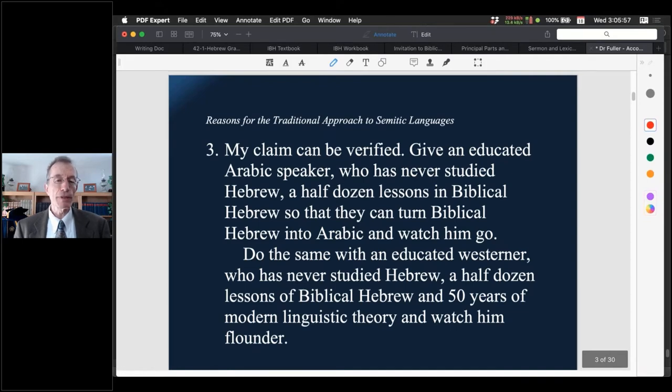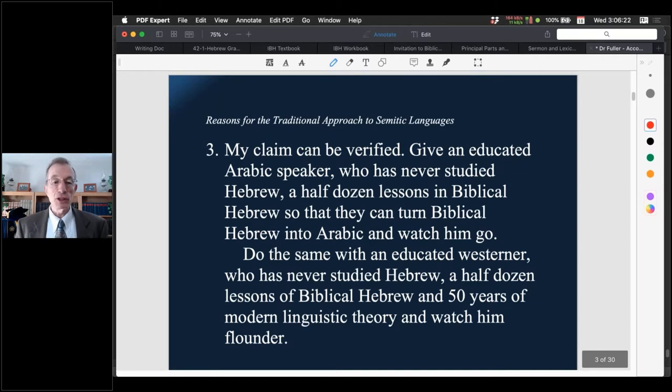Sometimes I've given them passages on purpose, knowing that it's not the same in Arabic. And when they hit it, they'll stop and say, wait a minute, that's not what we do. They'll look at the context, and every time I've done this, they figure it out. They're like, oh, I see what they're doing. And then they just go on from there.